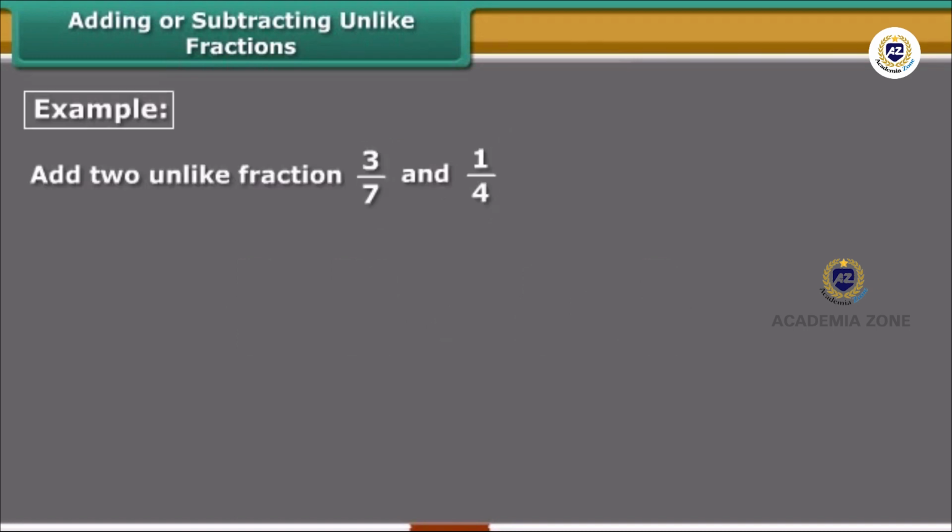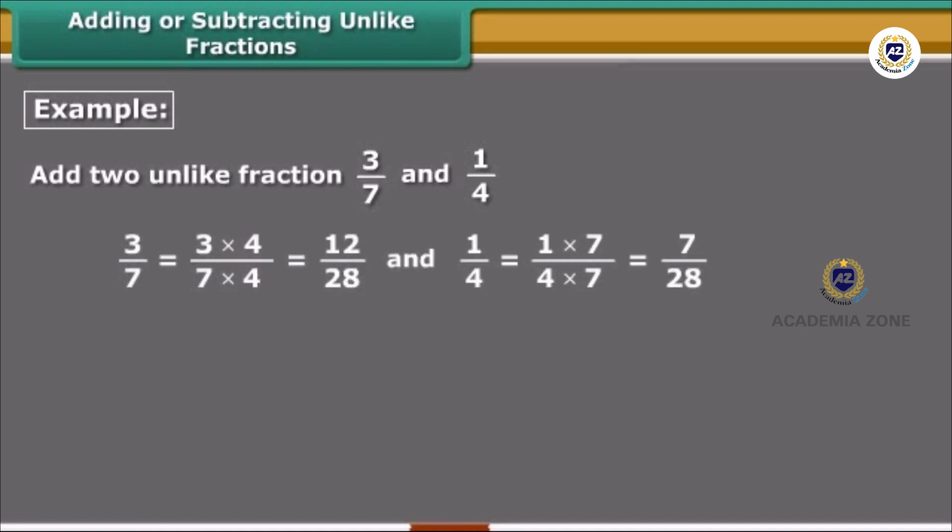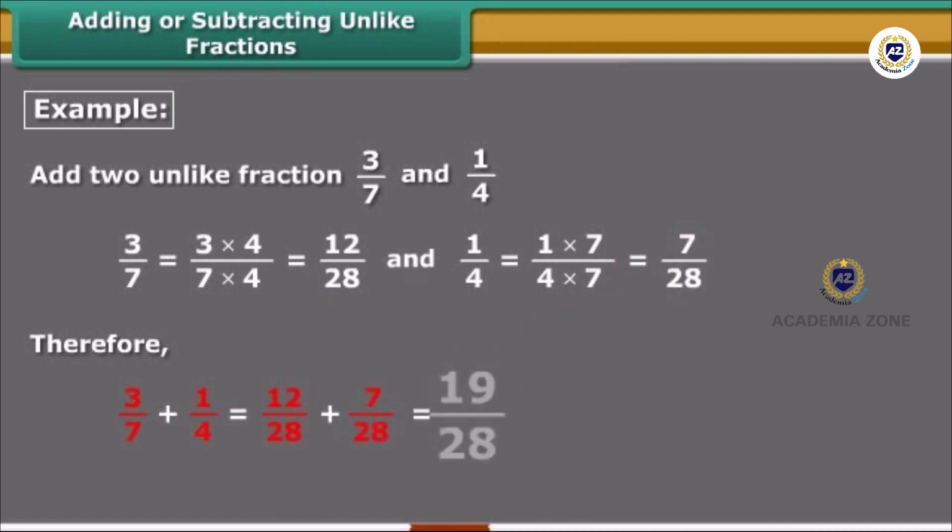For example, 3 upon 7 and 1 upon 4 are two unlike fractions. In order to add them, first we find their equivalent fractions with the same denominator. These are 12 upon 28 and 7 upon 28. Note that 28 is the least common multiple, LCM, of 7 and 4.